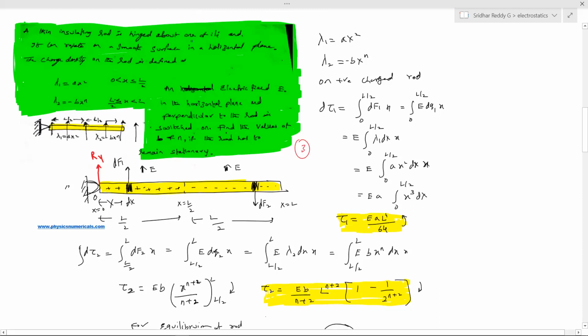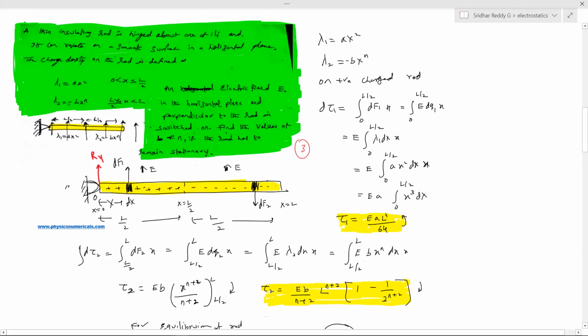A thin insulating rod is hinged about one of its ends. It can rotate on a smooth horizontal surface, in a horizontal plane. The charge density on the rod is defined as follows: for half of the length, the charge density will be lambda1 equals a x squared. You see this. For the remaining half of the length, the charge density is given by minus b x to the power of n.